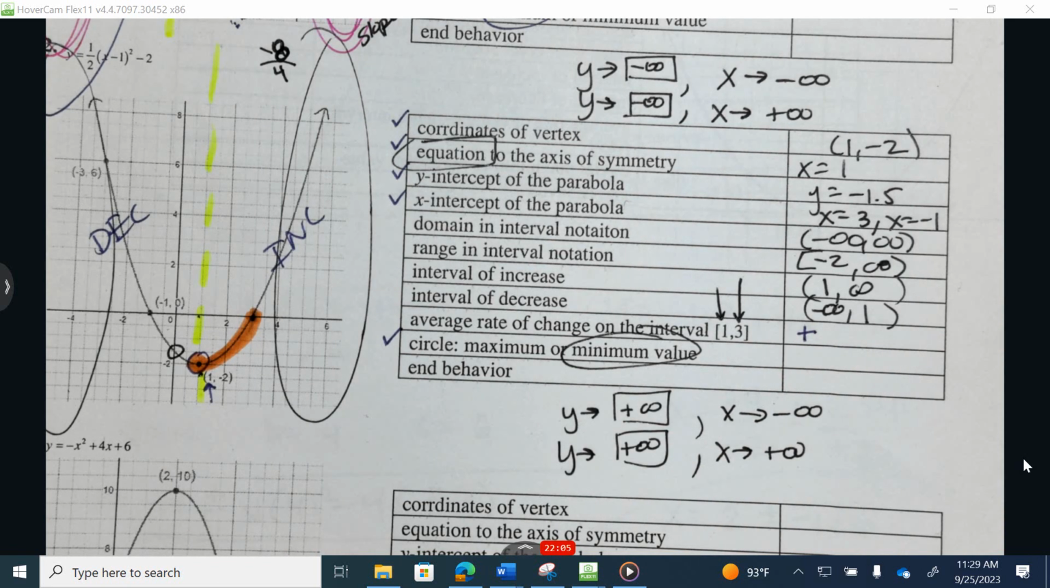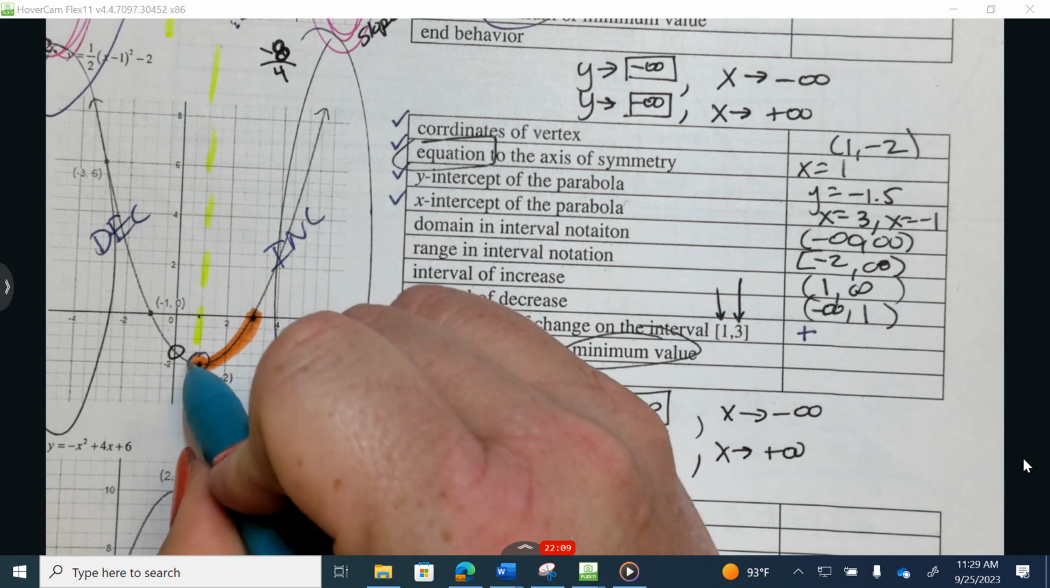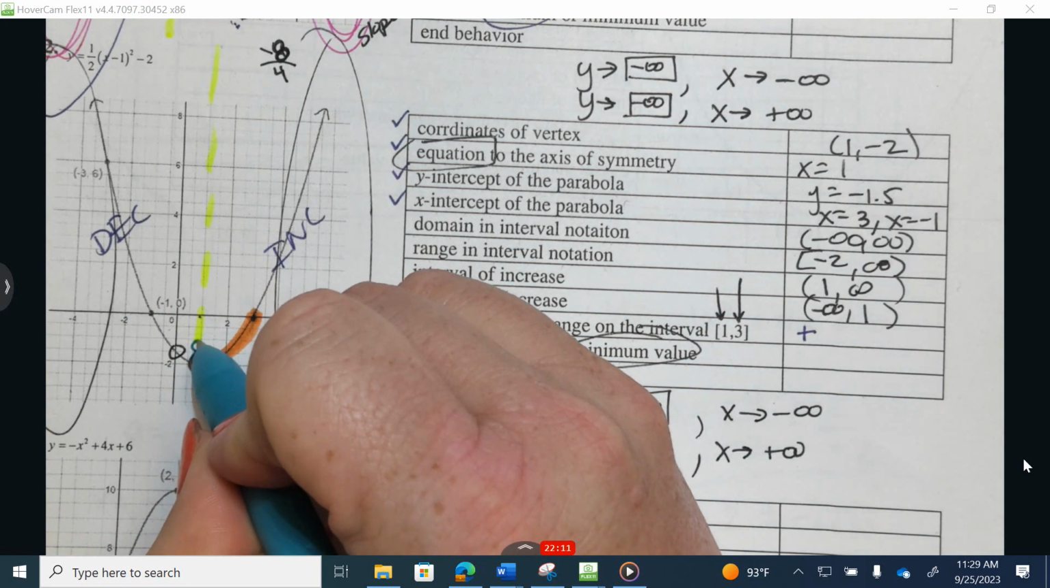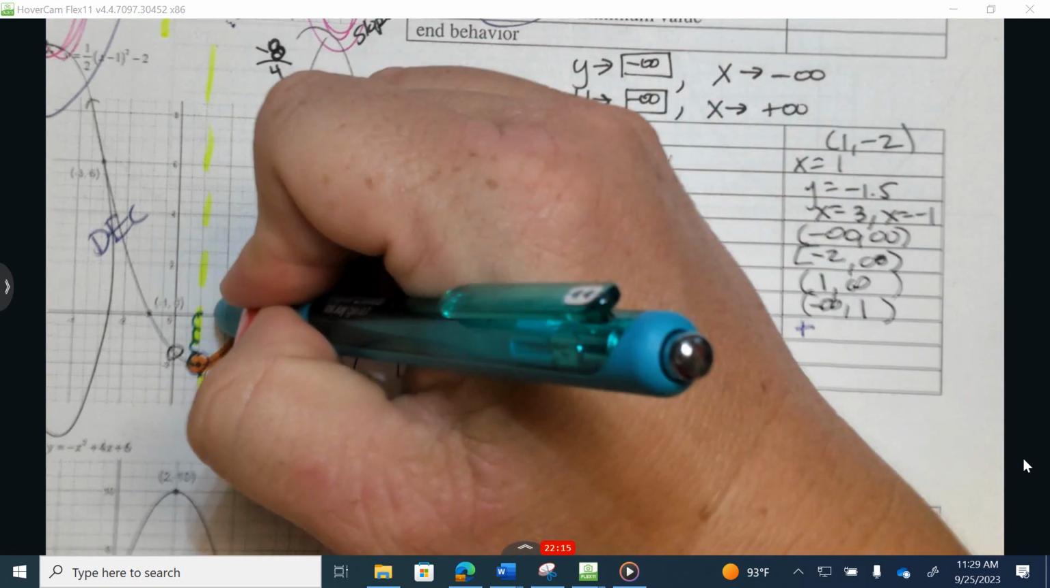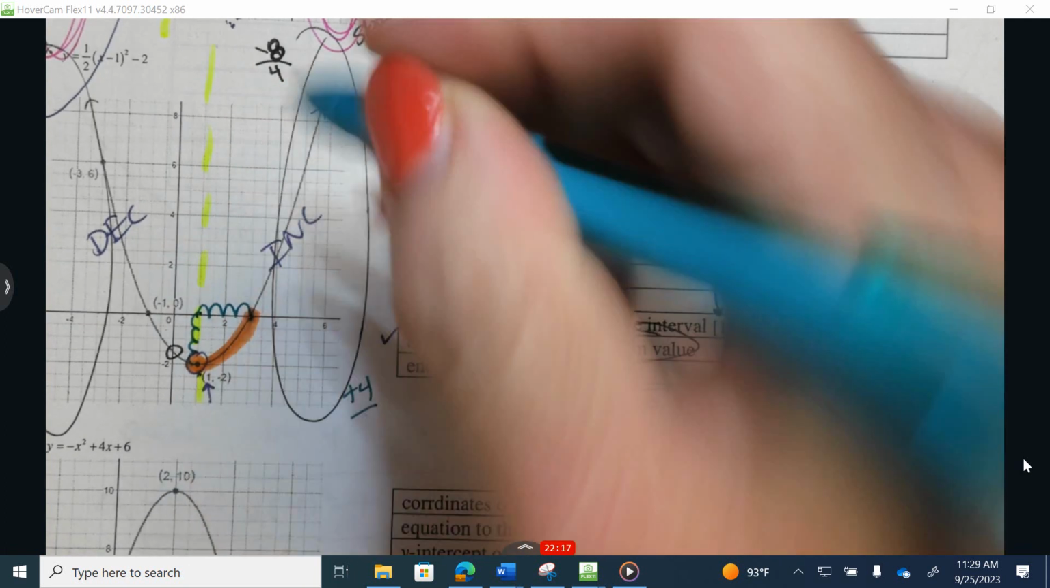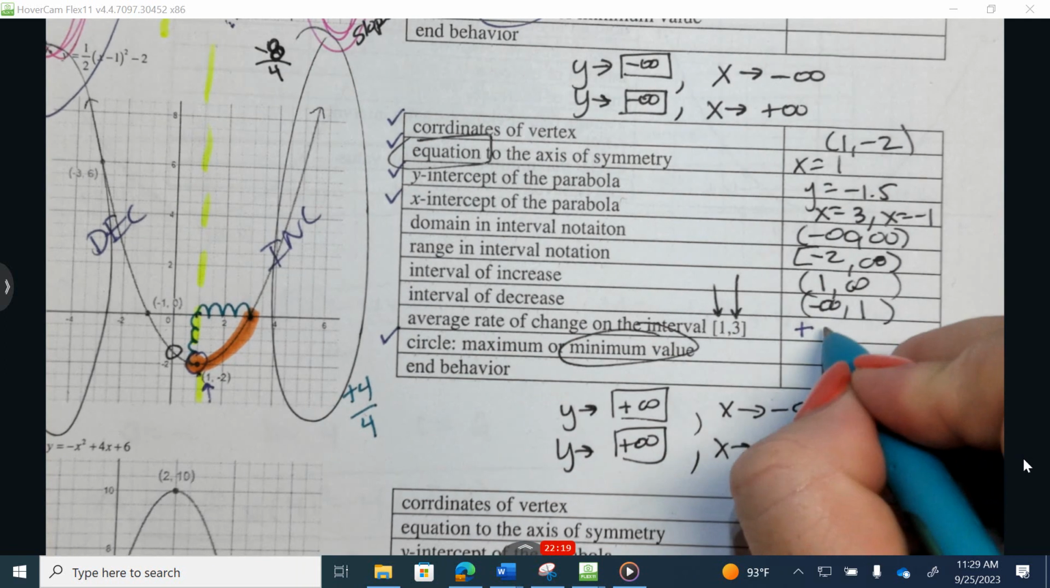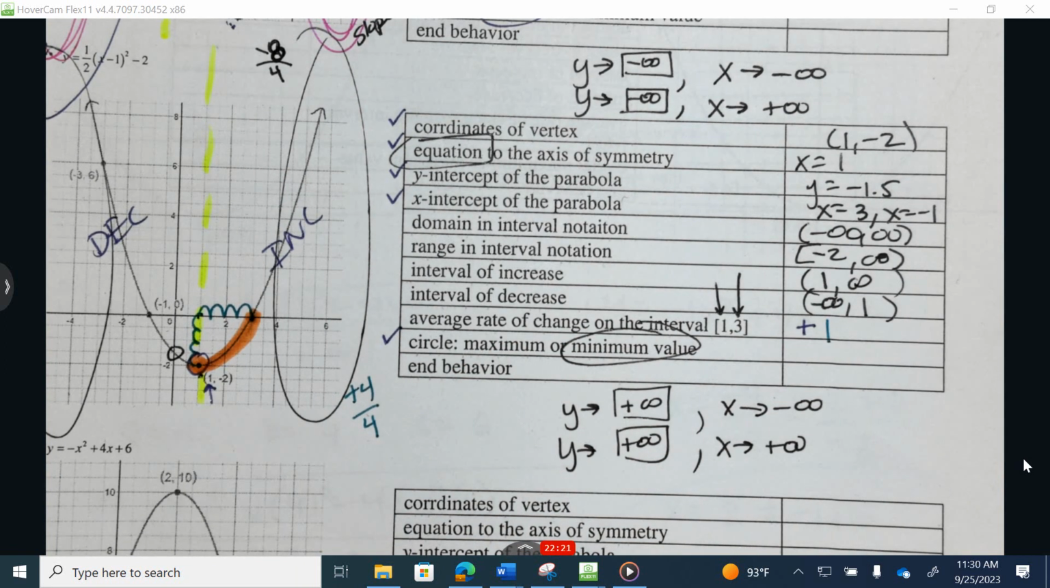Now, how fast are you going uphill? I think I could actually use the graph here and make this easy. Let's try. Rise over run. 1, 2, 3, 4. I went up 4. And now 1, 2, 3, 4. I went to the right 4. 4 over 4 is equivalent to 1.